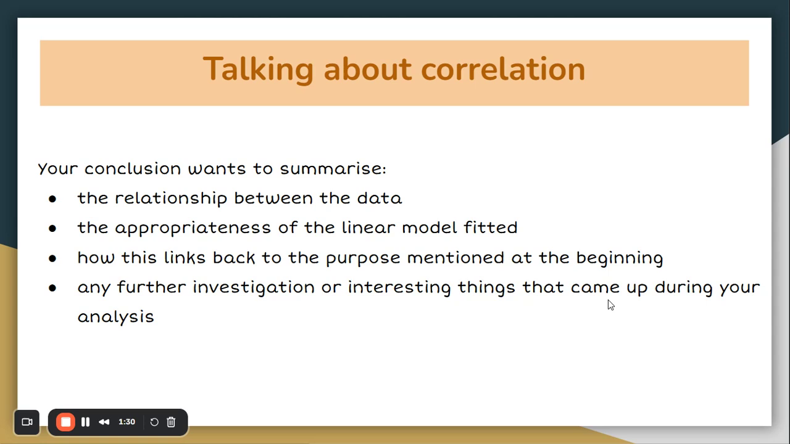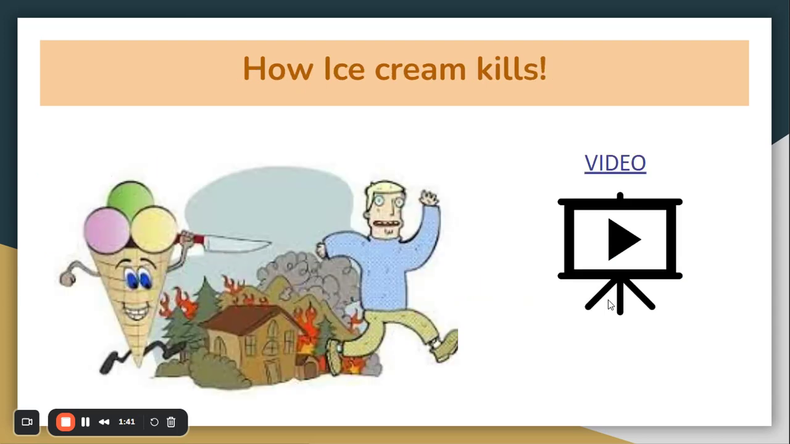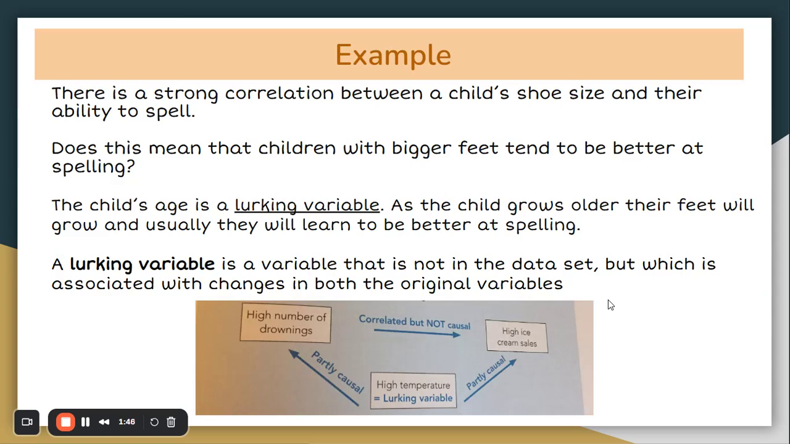So in your conclusion, you might want to summarize all those things that we've talked about before, the relationship between the data, the appropriateness of the model, but you can also here talk about correlation and causality. So how ice cream kills. There's a little video here. I'm not going to show that on here. I will show it in my classroom.